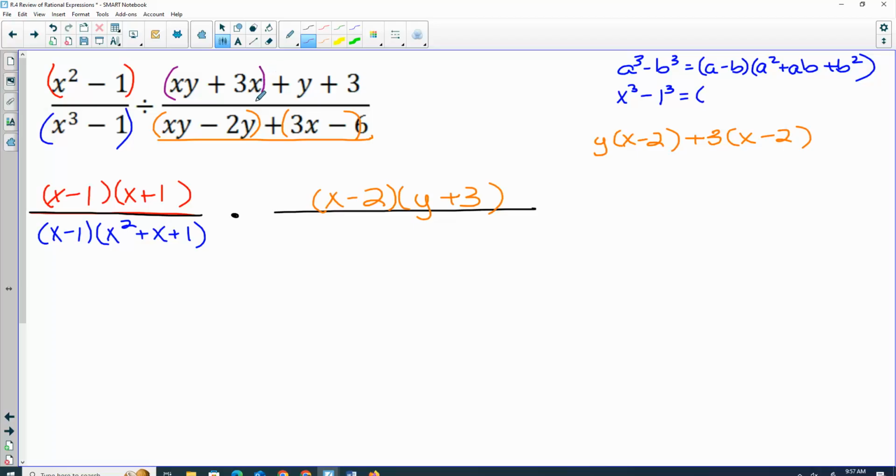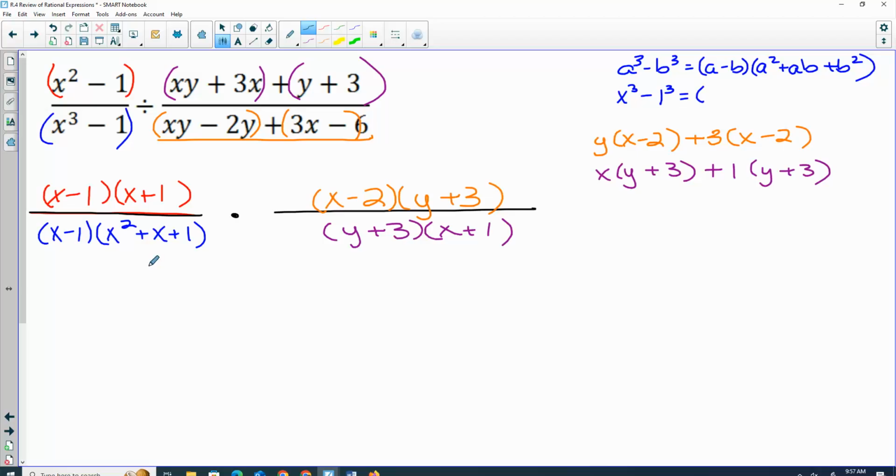Last one, we're going to do grouping again. So first two parentheses, we can take out an x. If there's nothing you can take out, what do we put? A 1. So if we take out the y plus 3, that leaves us with x plus 1. Alright, so these are more work up front in terms of factoring everything.